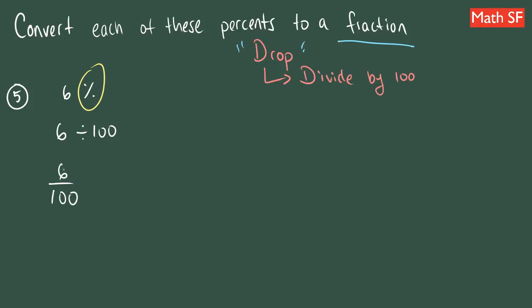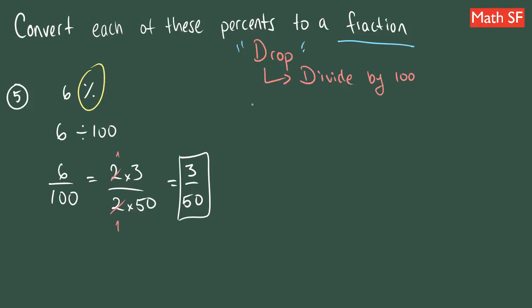So 6 divided by 100, well, we have to use some reduction here. So 6 is 2 times 3, and 100 is 2 times 50. Now I can cancel these numbers here, and I'm left with 1 times 3, which is 3, and 1 times 50. Why didn't I keep reducing? Recall that 3 is a prime number, and 50 does not have any factor of 3. Therefore, your final answer should be 3 over 50.